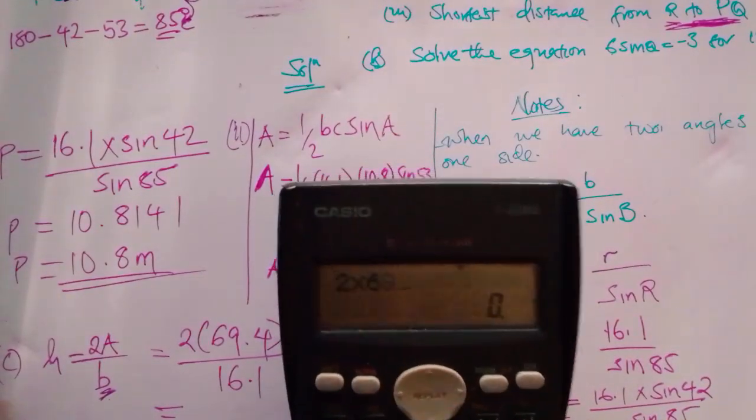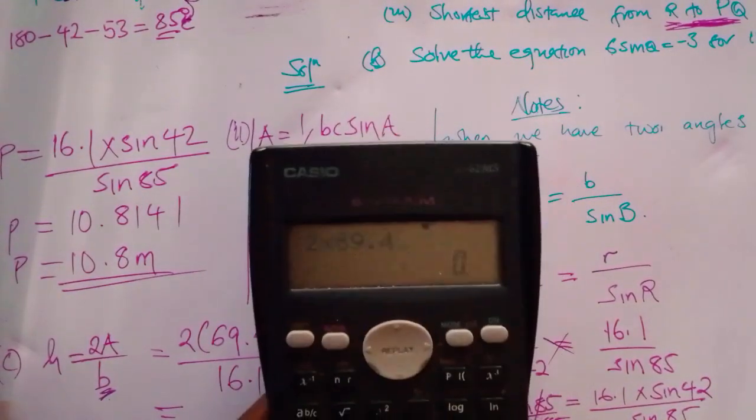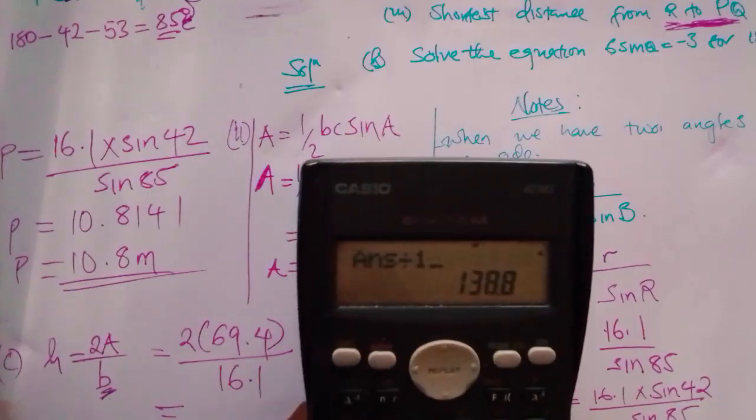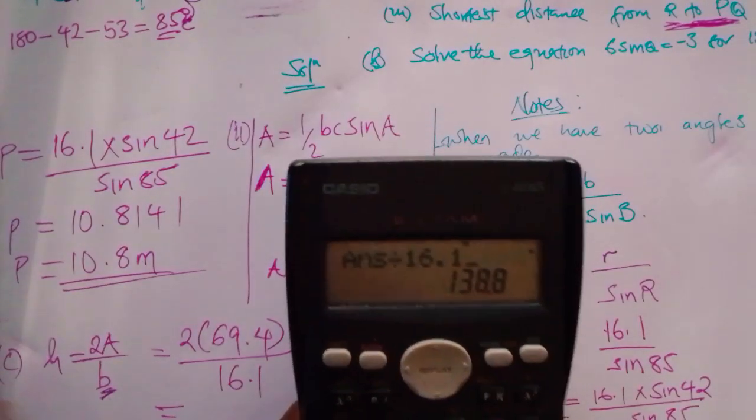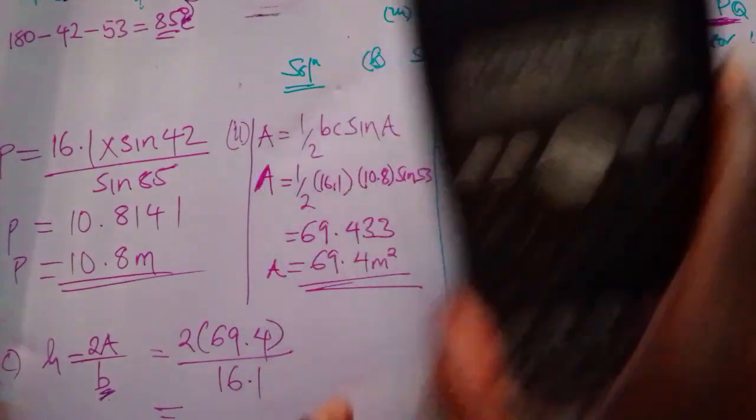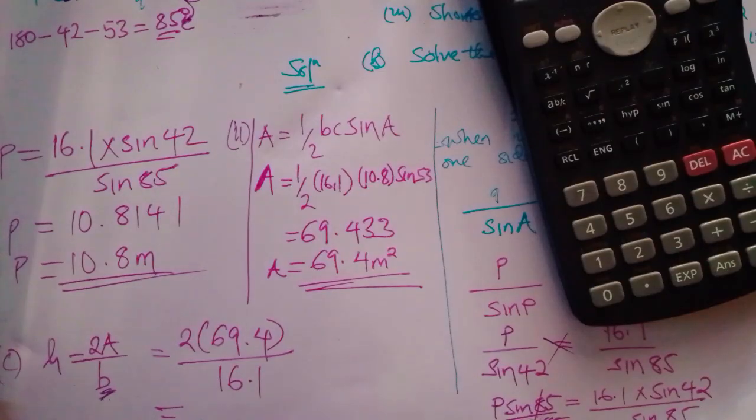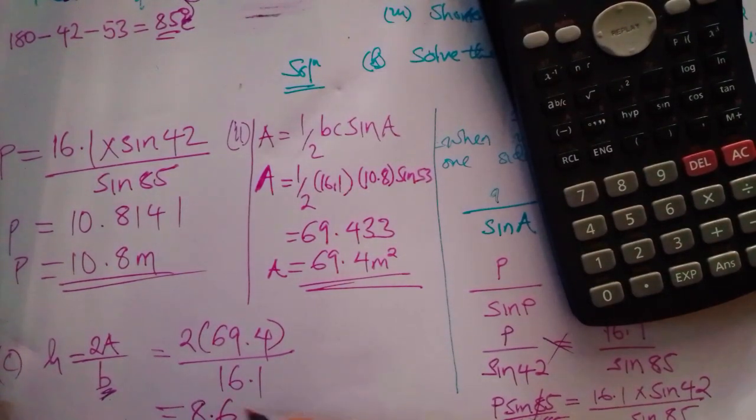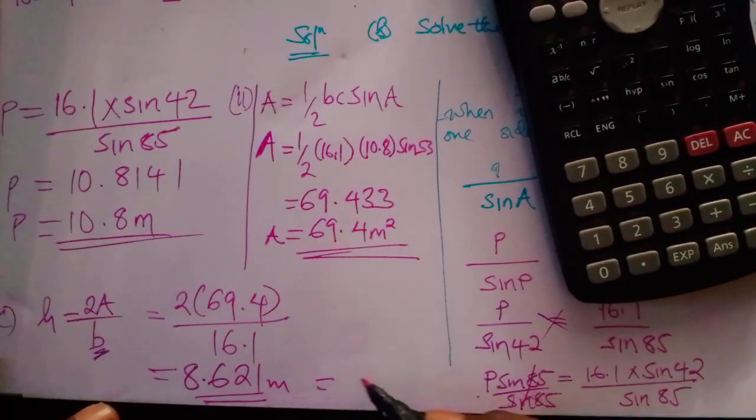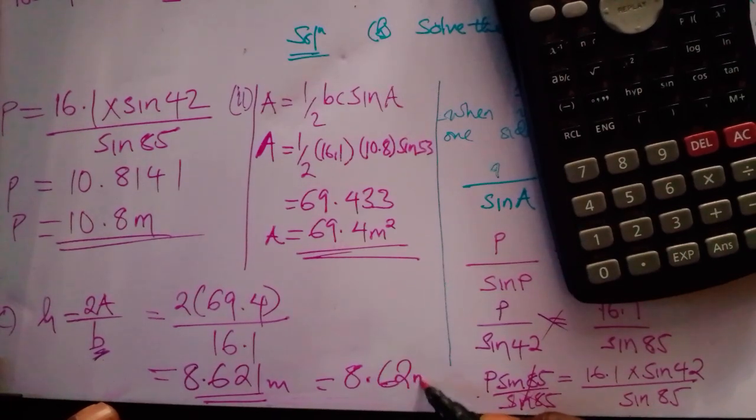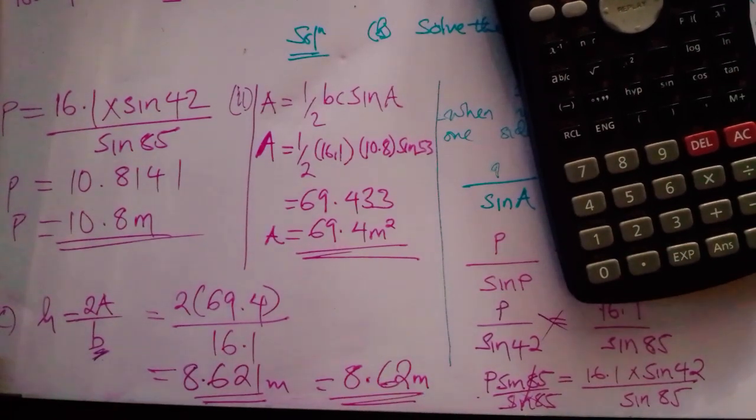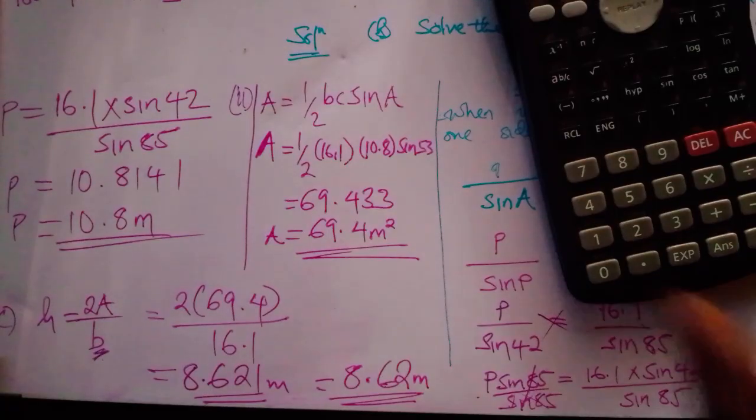So if we punch this on the calculator, this is straightforward. 2 times 69.4 divided by 16.1, we have our answer to be 8.621 meters. Again, to three significant figures, we have 8.62 meters as the shortest distance.